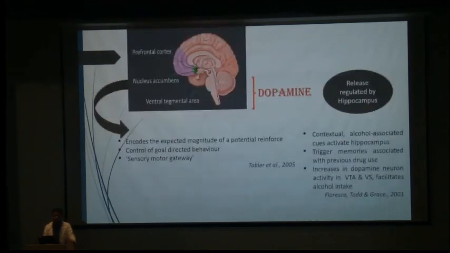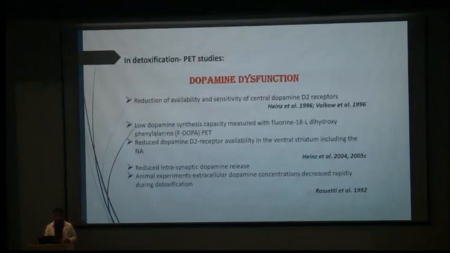In fact, phasic dopamine release has long been known to be the most common biological basis of craving, when contextual or alcohol-specific cues activate the hippocampus and trigger memories associated with previous alcohol use, leading to increased dopamine neuronal activity in the ventral tegmental area and ventral striatum, thus facilitating or reinforcing the behavior of alcohol use.